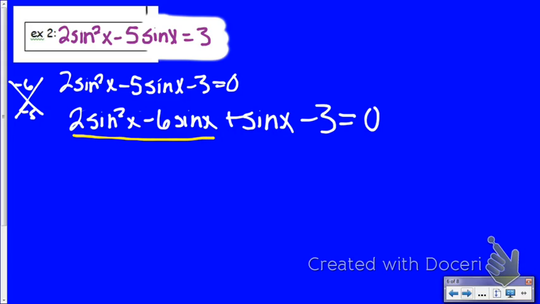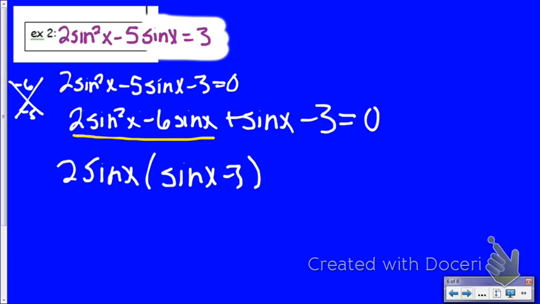So I look at these first 2 terms and I see what's common. So 2 sine comes out. I'm left with sine x minus 3. Then I look at my next 2 terms and I see what's common. There's nothing common, so it's just going to be a 1. I keep the plus, and then if the 1 comes out, nothing changes. It's sine x minus 3.